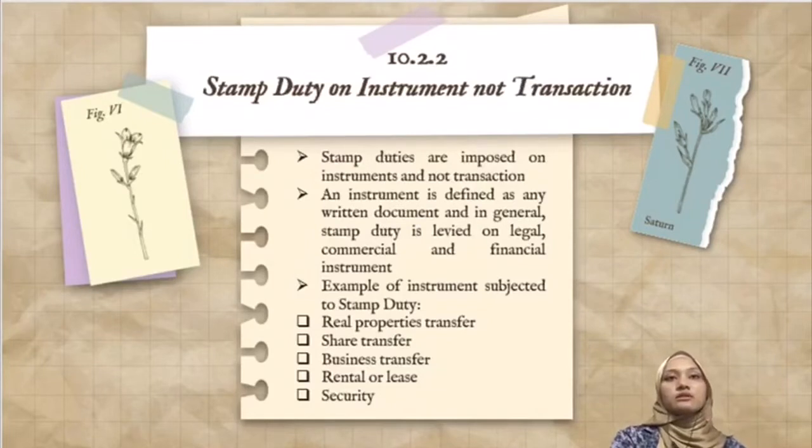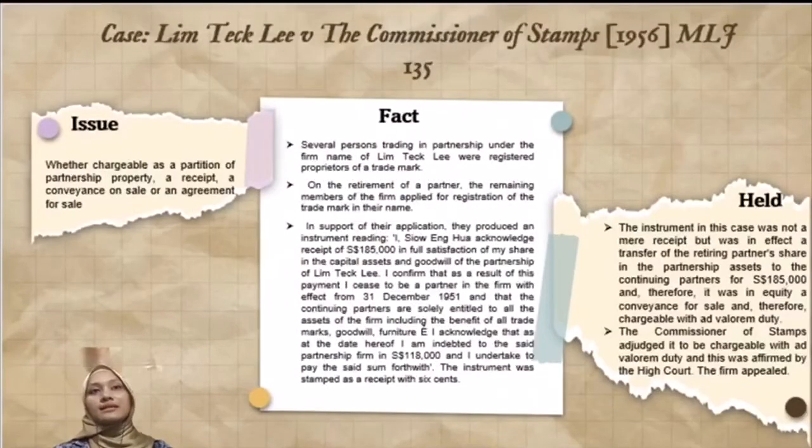I will present about 10.2.2, stamp duty on instrument, not transaction. Stamp duties are imposed on instrument and not transaction. An instrument is defined as any written document, and in general, stamp duty is levied on legal, commercial and financial instruments. Examples of the instruments subject to stamp duty are real property transfer, share transfer, business transfer, rental or lease, and securities. We can see the case Lim Tek Lee versus the Commissioner of Stamp 1956.